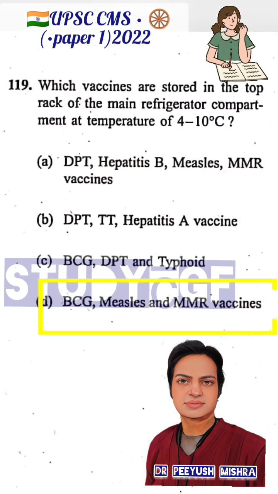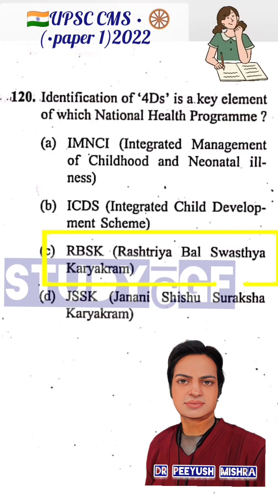Autism spectrum disorder is characterized by onset before 3 years of age, impaired verbal and gestural communication, stereotypic and restrictive behavioral patterns. Which vaccines are stored in the top rack of the main refrigerator compartment at temperature 4 to 10 degrees Celsius? BCG, measles and MMR vaccines. Identification of 4Ds is a key element of which National Health Program? RBSK, Rashtriya Bal Swasthya Karyakram.